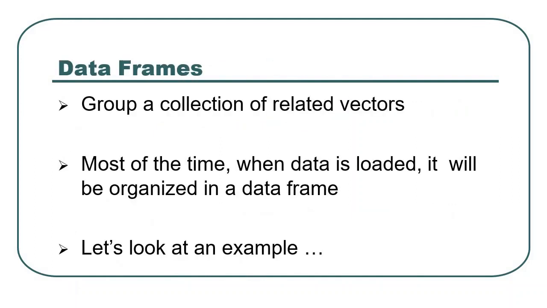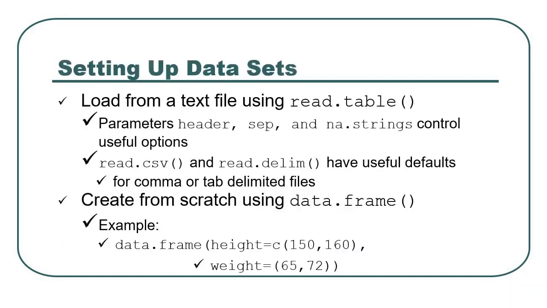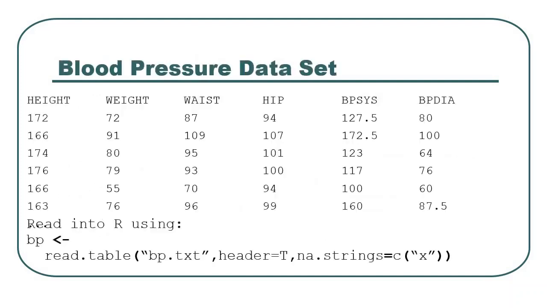They group a collection of related vectors. Most of the time when data is loaded, it will be organized in a data frame. Let's look at an example. Setting up a data set: load from a text file using read.table, or create from scratch using data.frame. For example, this is the blood pressure data set.